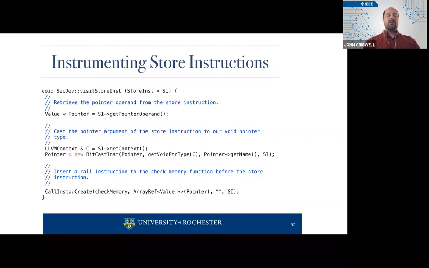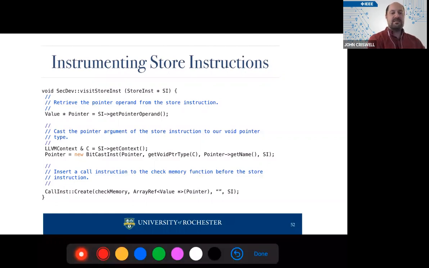Okay, so the first thing we need to do is get the value that's used as the pointer in the store instruction. Now, if we look at the LLVM documentation, we'll talk about where to find that documentation at the end of the tutorial. The store inst class has a method that returns a value pointer to the pointer value that's used in the store instruction. So we have SI here. SI is a pointer to a store instruction. We call the get pointer operand method on it.